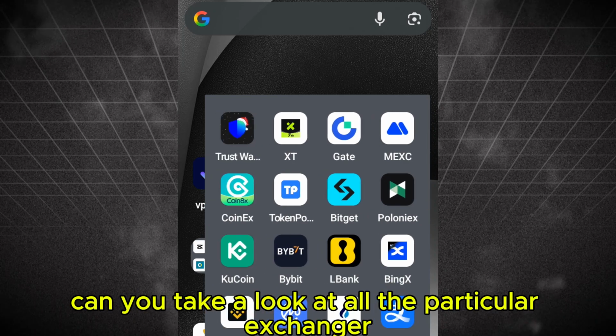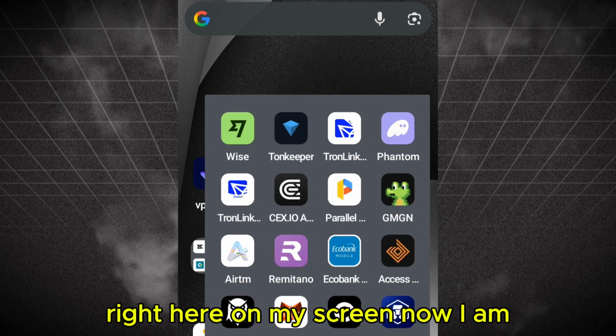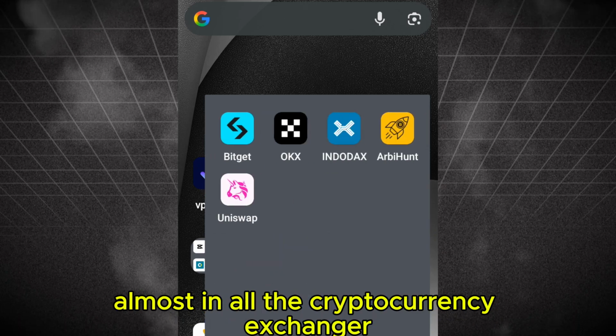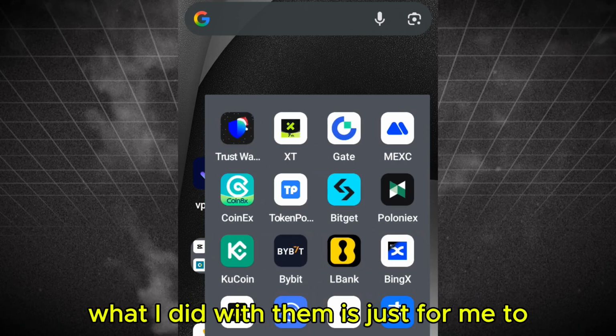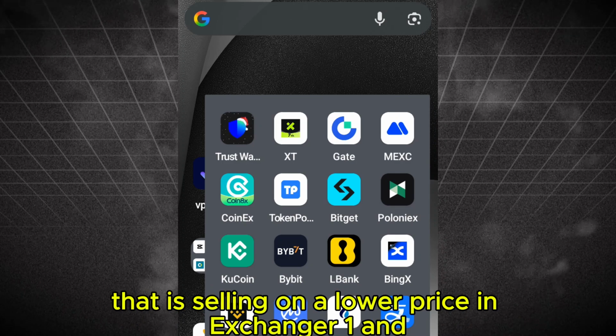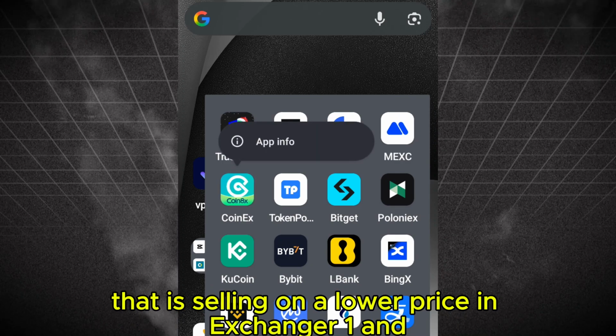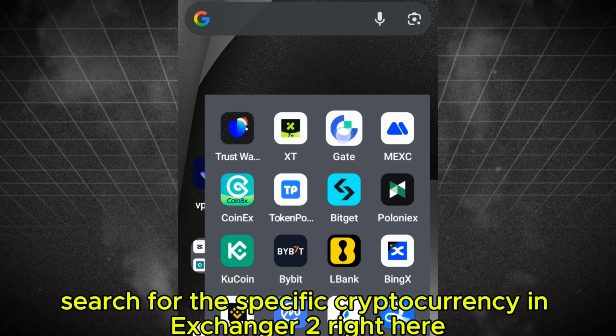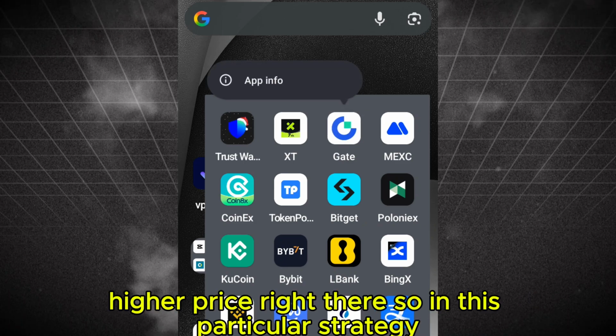Can you take a look at all the exchanges on my screen? Now, I am in almost all the cryptocurrency exchanges. Take a look at them. There are a lot of them. So what I do with them is spot any particular cryptocurrency that is selling at a lower price on exchange one, and search for the specific cryptocurrency on exchange two right here, and sell it if it is at a higher price there.